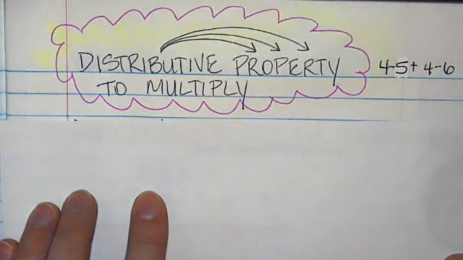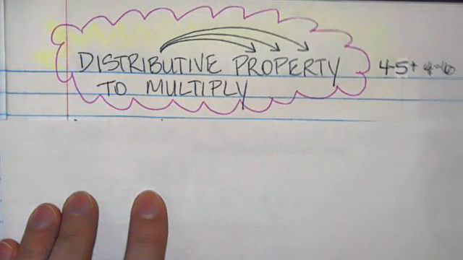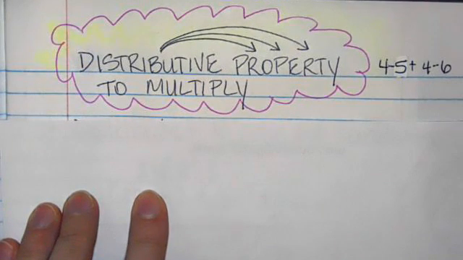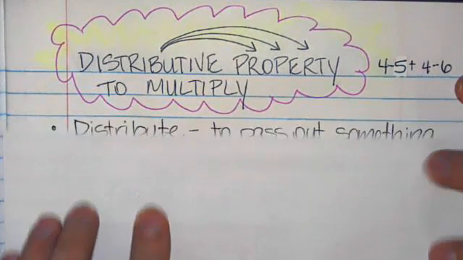Here we are learning about how to use the distributive property to multiply. You are going to be seeing this strategy in both lessons 5 and 6, so that's why I've added this at the top. But I want you to remember what it means to be the distributive property.